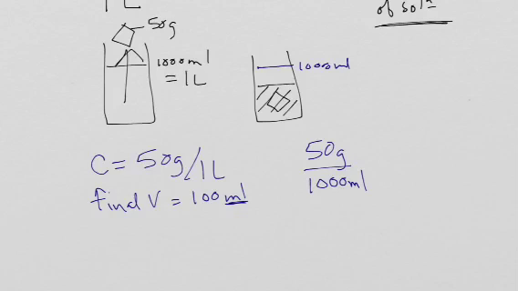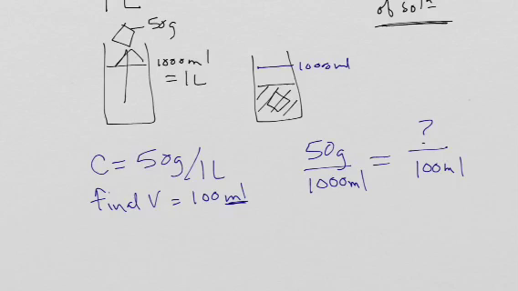So we're speaking the same language. And this is going to be equal to an unknown amount of solute in 100 milliliters. I have 4 variables here. Okay? 50, 1,000, question mark, and 100. And I can cross multiply here in order to find my unknown.